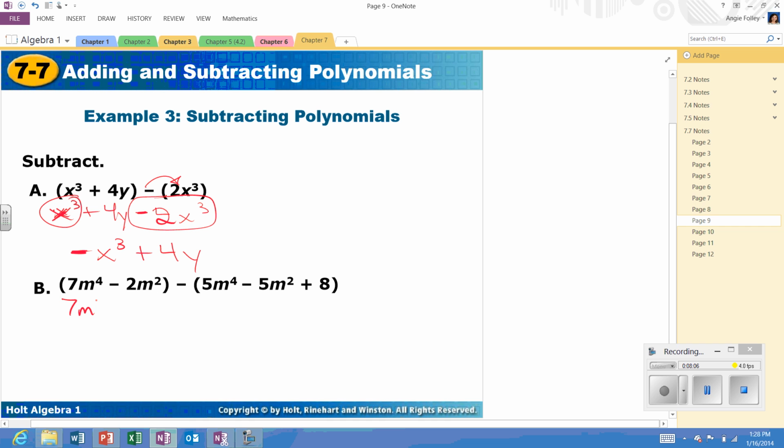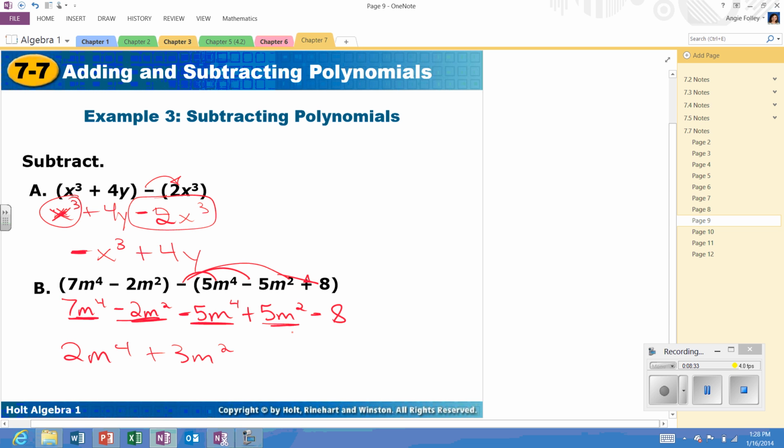Okay, again, I'm going to rewrite this one. So I've got that. Now this is going to go to every term, and it's going to be the opposite. So it's going to be a minus 5m to the 4th, a positive 5m squared, and a negative 8. So now I can combine this m to the 4th and this m to the 4th and get 2m to the 4th. And then my 5m squared and my negative 2m squared become 3m squared. And then I'm just left with a negative 8.